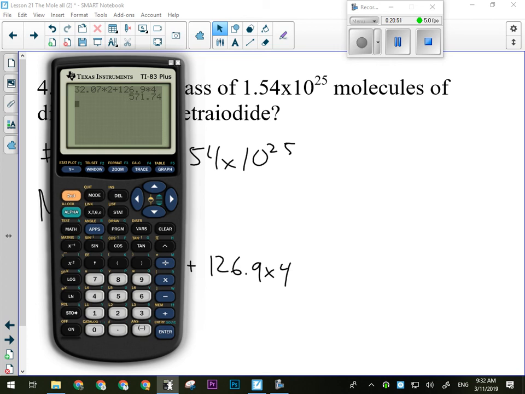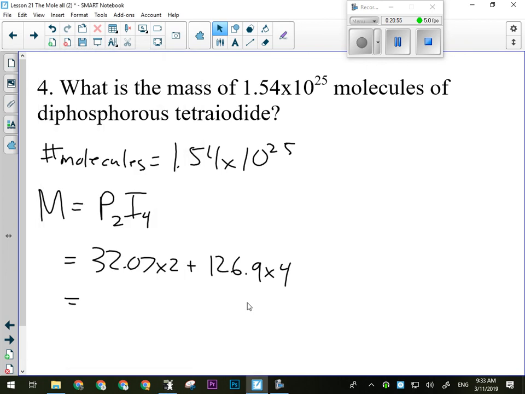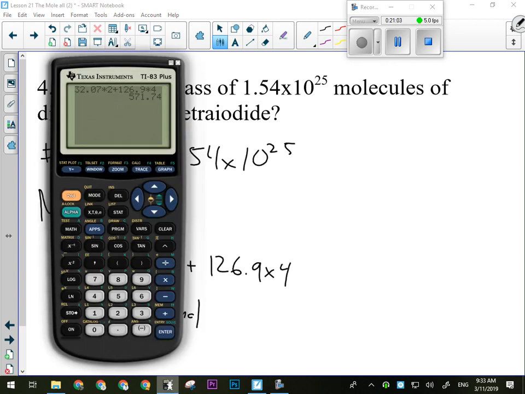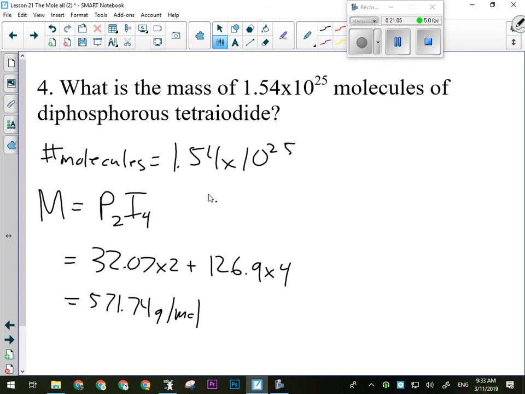All right, so 571.74 grams per mole is my molar mass. Okay, if I'm going to calculate mass, that's little m, I need the number of moles and I need molar mass. I have molar mass already. I need to calculate the number of moles.